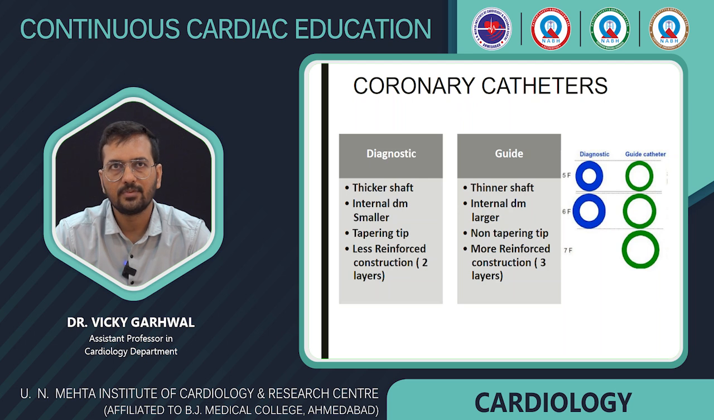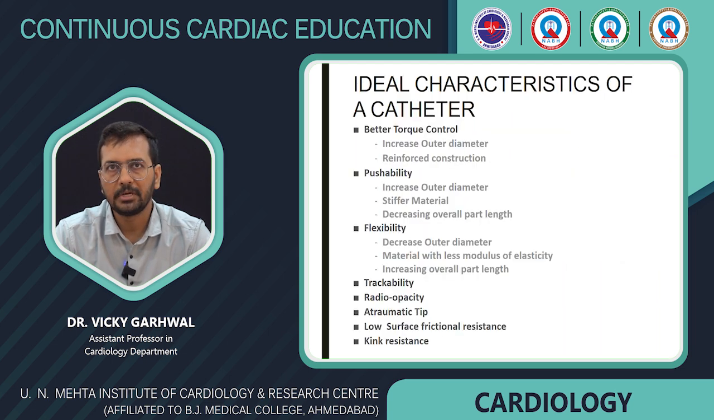Diagnostic catheters, depicted in the diagram in blue, have a thicker shaft, a smaller internal diameter, tapering tips and a less reinforced structure. They are made up of only 2 layers. Guide catheters have a thinner shaft and a larger internal diameter, so that we can pass guide wires, balloons and stents through the guide. They have non-tapering tips and more reinforced construction. They are made up of 3 layers.